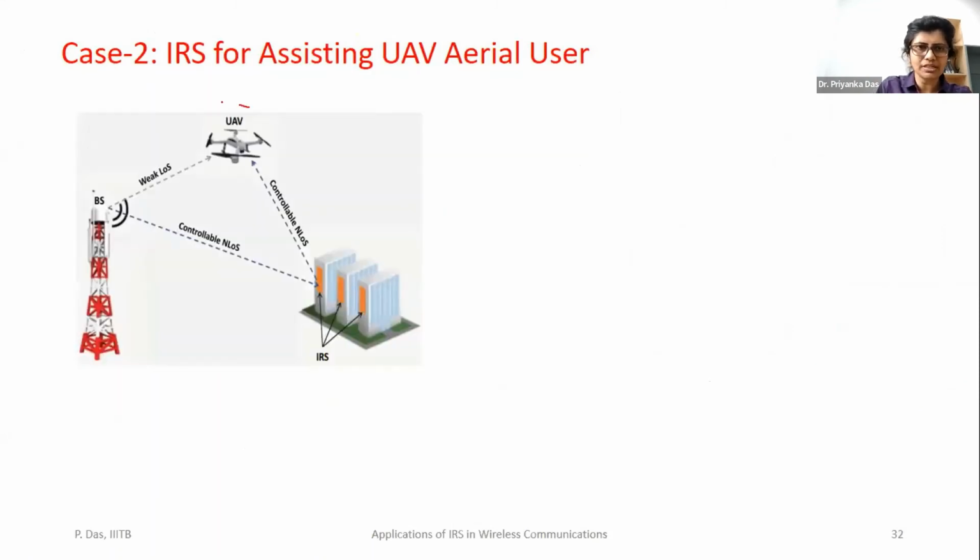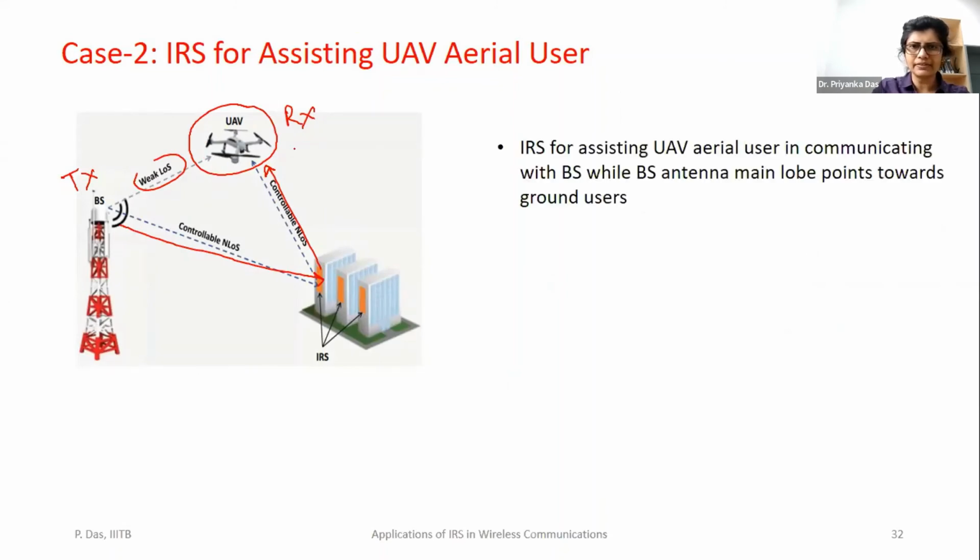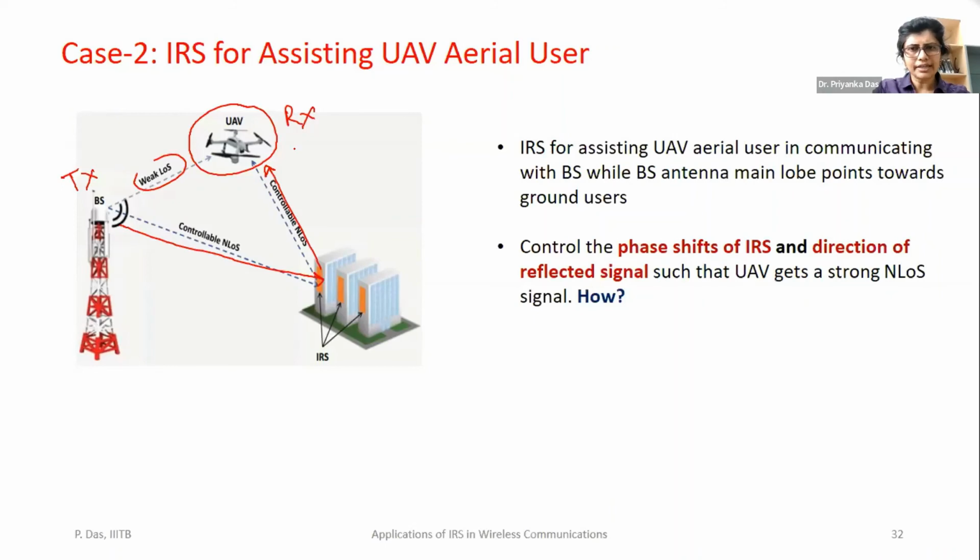Case 2, IRS for assisting aerial UAV users, meaning these are my receivers. Who is your transmitter? Base station. It is not getting a direct line of sight path, or it is very weak. In these situations, my signal can go via an IRS, which may be on top of some building, and it will receive the combined signal. And in this case also, there is a lot of scope for the IRS to give benefit for aerial users.